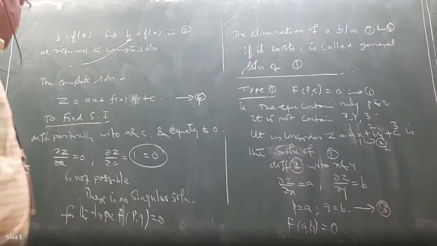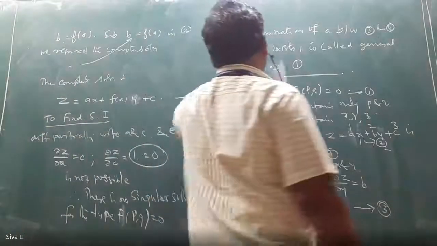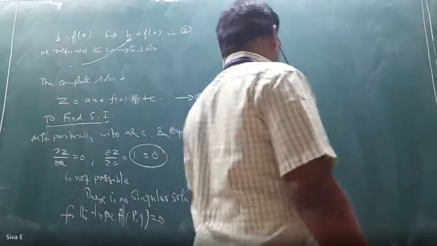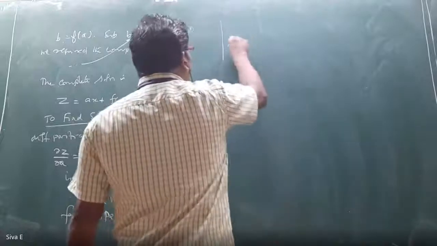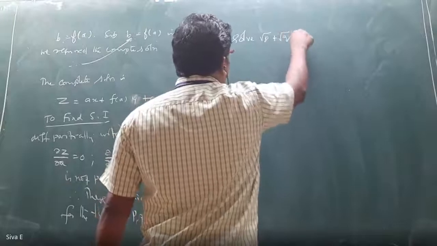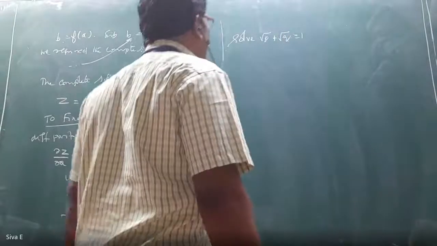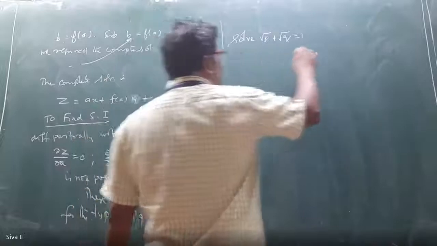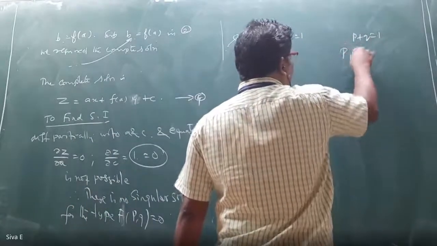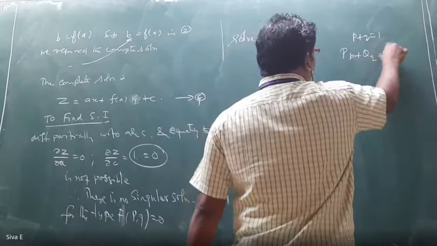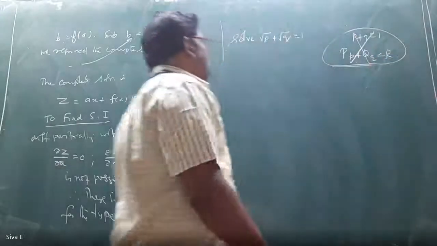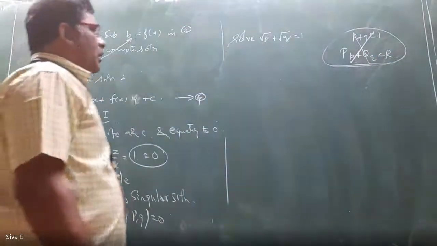Really, the procedure is very lengthy, but the problem is very simple. Solve root p plus root q equal to 1. In case you know that p plus q equal to 1, then easily we can identify it as the Pp plus Qq equal to R format, so Lagrange's linear equation. But it is root p plus root q equal to 1.